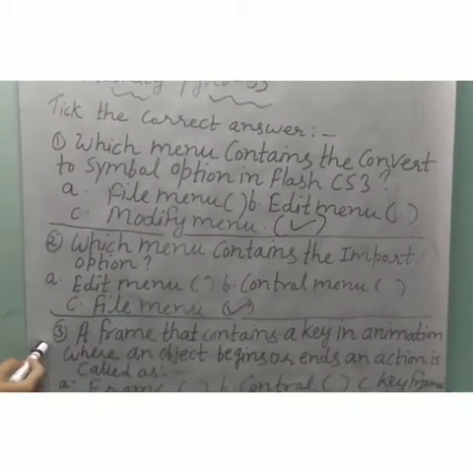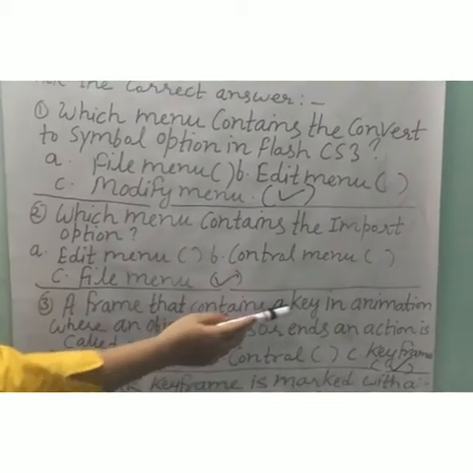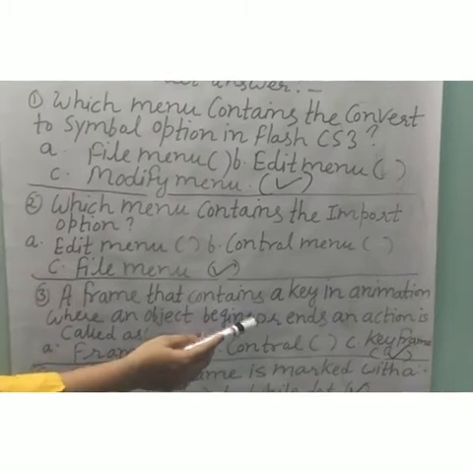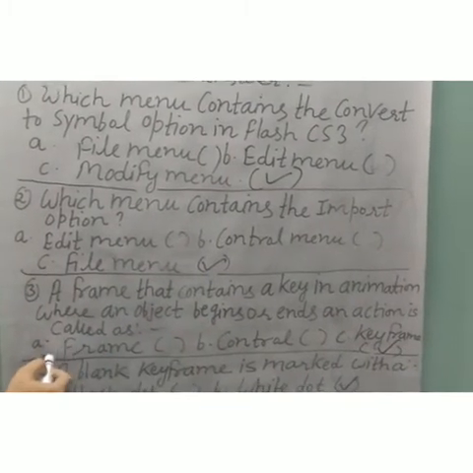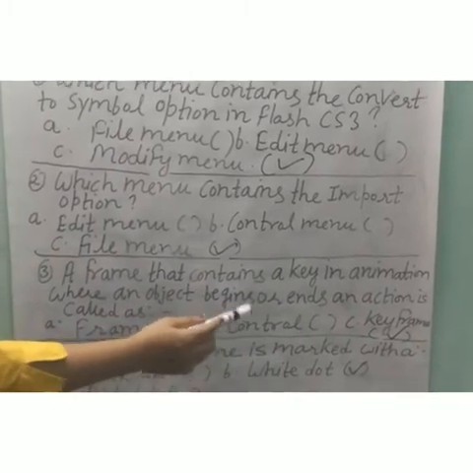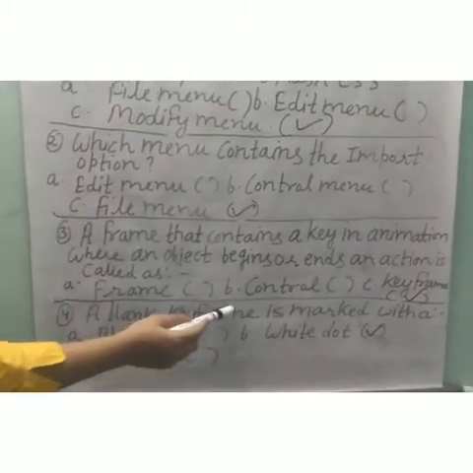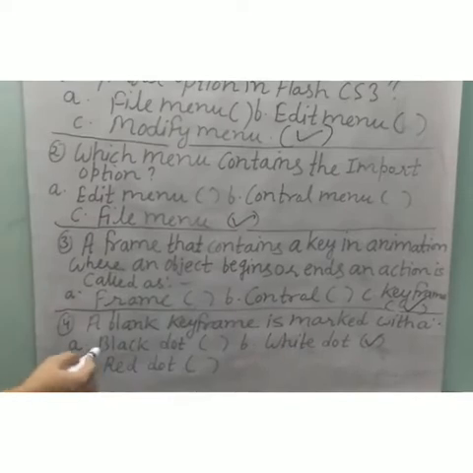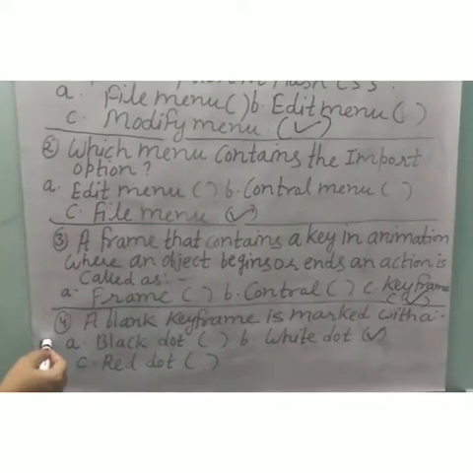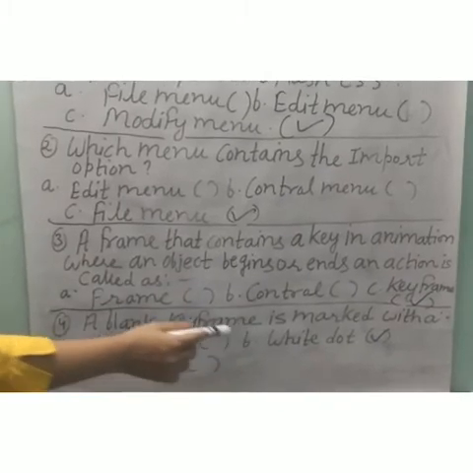Third, the frame that contains a key in animation where an object begins or ends an action is called as? First frame, control, then keyframe. So the answer is keyframe. Then fourth, a keyframe is marked with a black dot, white dot, or red dot. So which one is correct, students? White dot is correct.